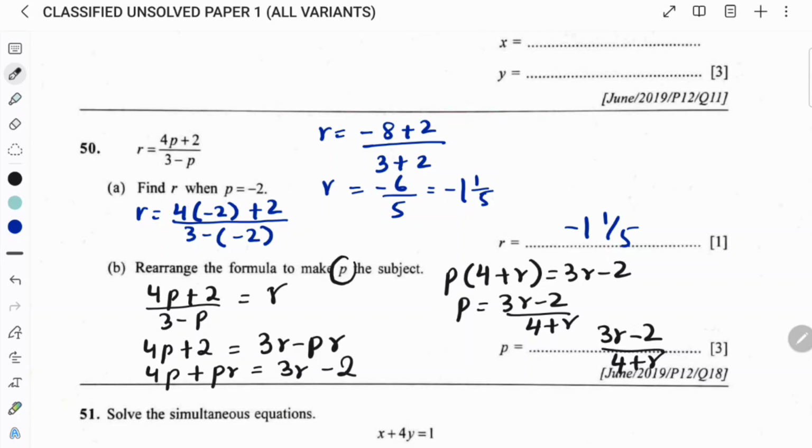Alright, so that's all for today's lesson on subject to the formula. So in our next video, we'll move on to the solution of equation, the simple one.